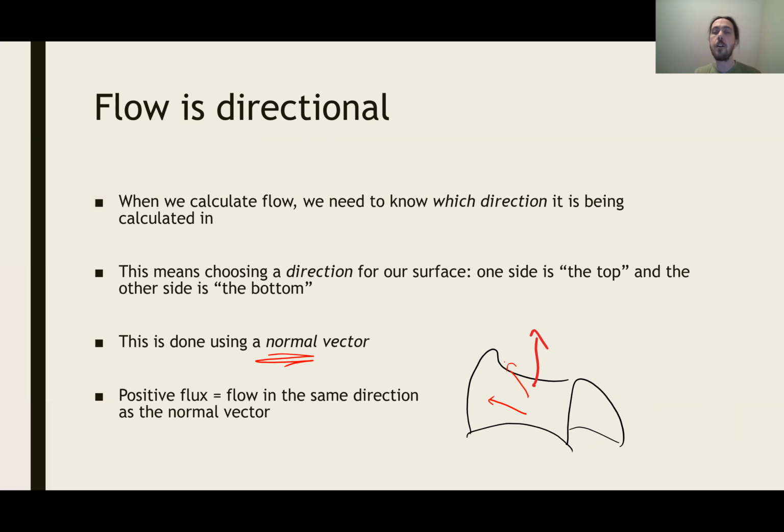When we get a positive answer, that's going to mean that we have a net flow towards the normal vector. And when it's negative, we're going to have a net flow in the opposite direction of the normal vector.